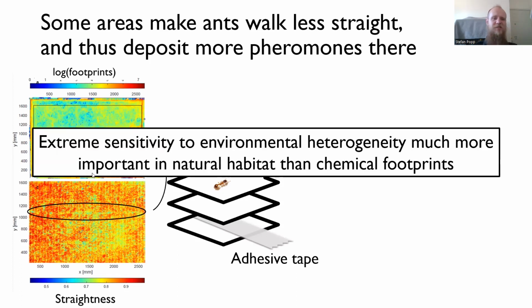So that shows that there is an extreme sensitivity to environmental heterogeneity, and that is a lot more important in the natural habitat than the chemical footprints. Because you can imagine that on the forest floor where these ants are walking around, there's a lot more smells on the ground, and the chemical footprints that they're leaving behind are comparatively minuscule.